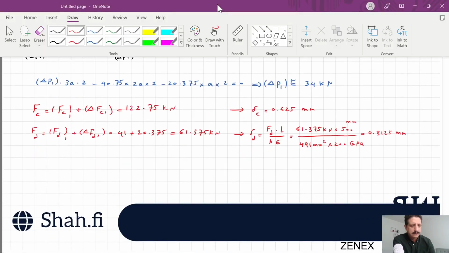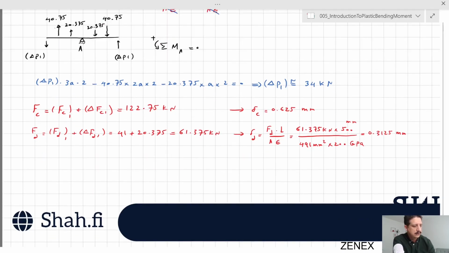But what happens to element B? So element B and B prime, F at B cannot be increased, so it is constant, 122.75 kilonewton. But as far as the compatibility equation is valid, we can calculate the deformation at point B. So here we can see that delta B needs to be 3 times delta D, and it will be 0.94 millimeter.